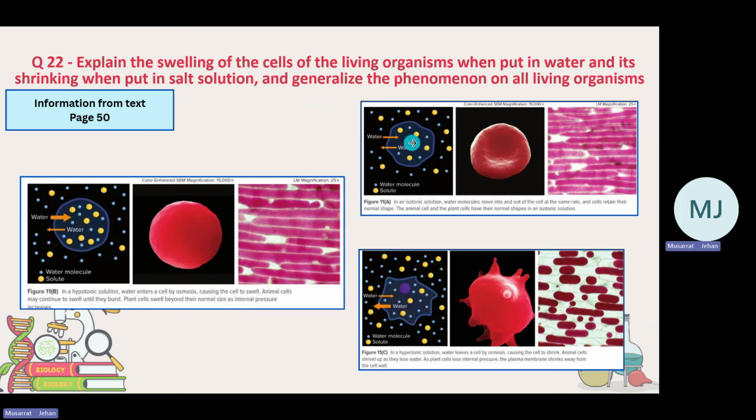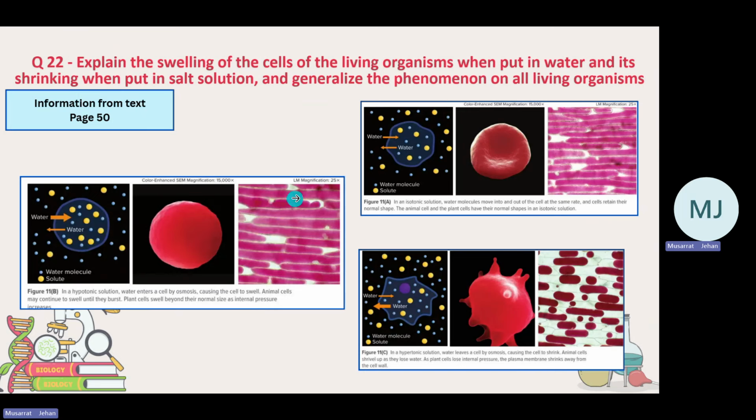Then in isotonic, the concentration outside is equal to the concentration inside the cell. So how much water is going out? The same amount of water is entering. See the size of the arrows. There will be no net change in the cell. The cell will remain in its original shape. You can try to identify these. Sometimes they give these pictures and students get confused, but it will be the same picture from the book.